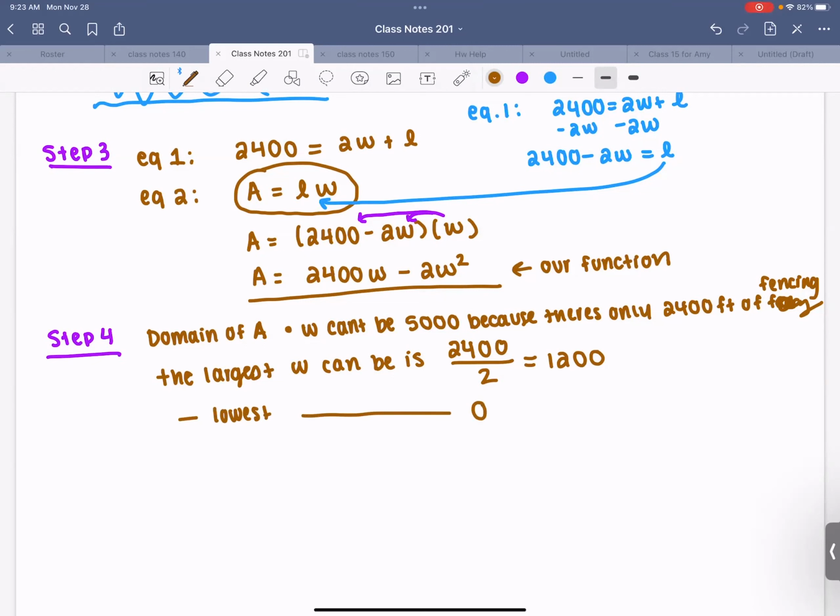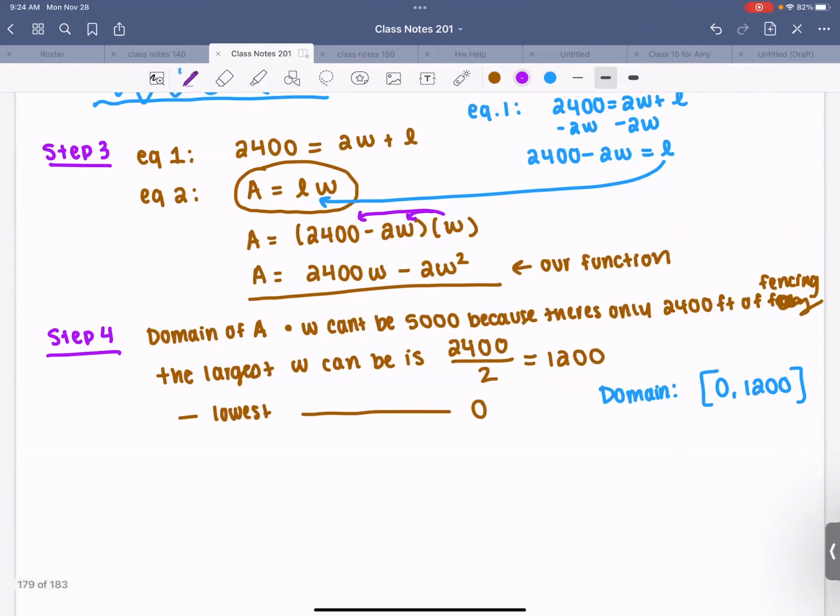So the domain of our function in terms of the question is 0 to 1200. I know it doesn't make much sense to have 0 and 1200 be actual values of W, but those are feasible. So this is a closed interval. Now I do want to find a max and min, so let's go to step 5. I've got a closed interval.